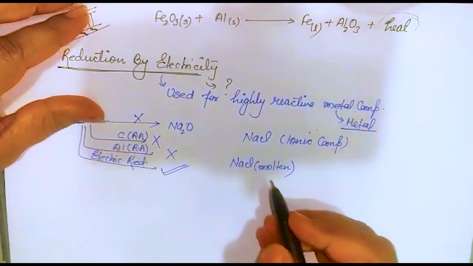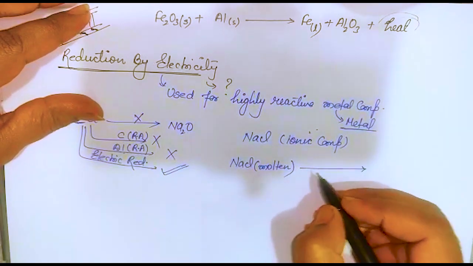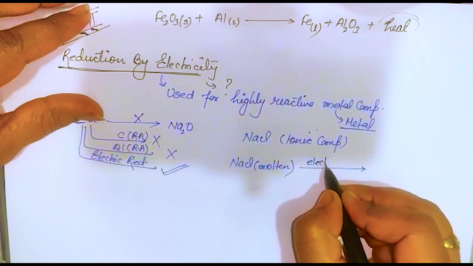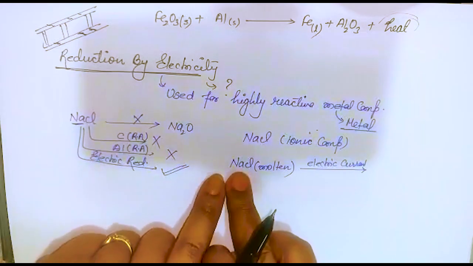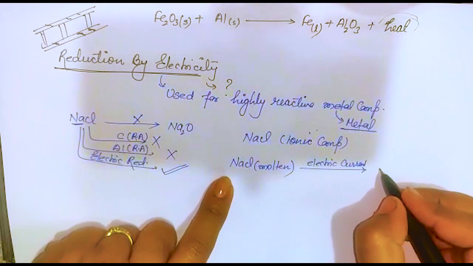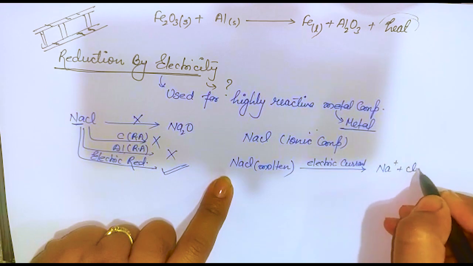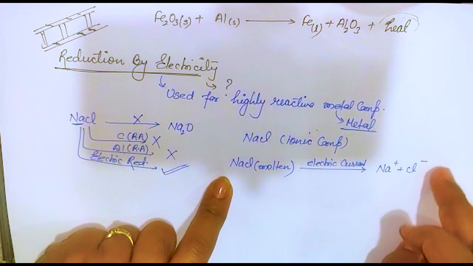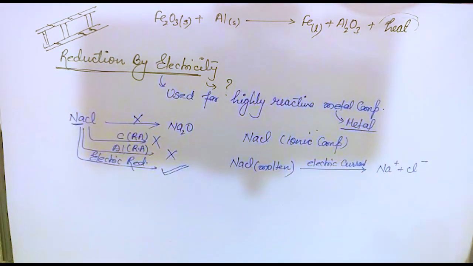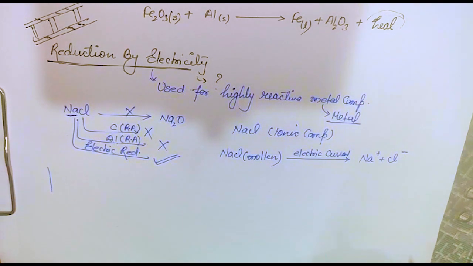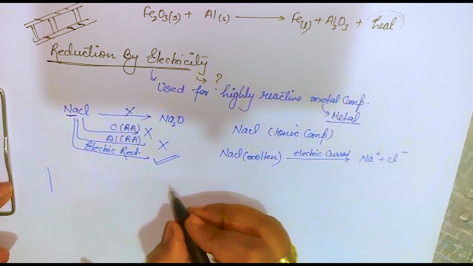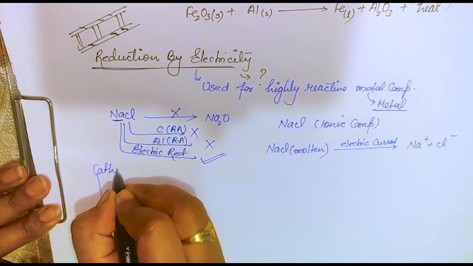When we pass electric current through this molten NaCl, the compound will decompose into its respective ions, Na plus and Cl minus. Got it? Now these ions will move towards the respective electrodes. We know that in the electrolytic cell there are two electrodes. One is called the cathode, which is always the negatively charged terminal, and the anode, which is positively charged. Let me write over here: cathode is negatively charged.